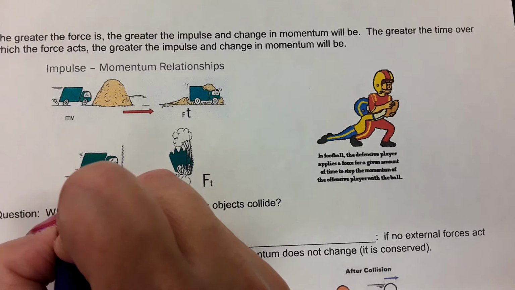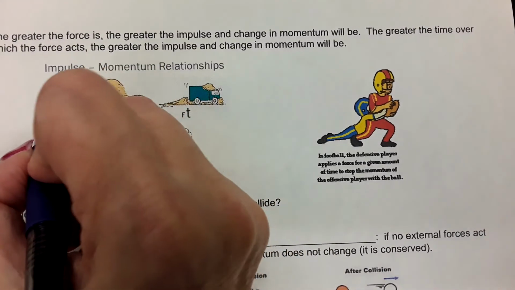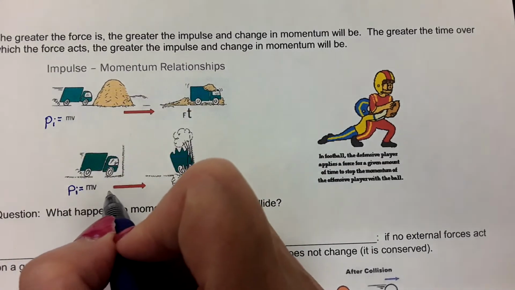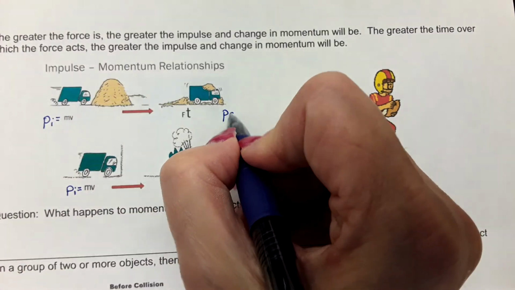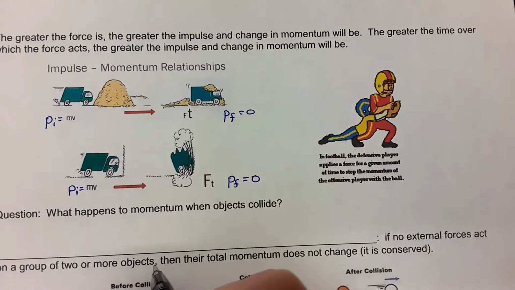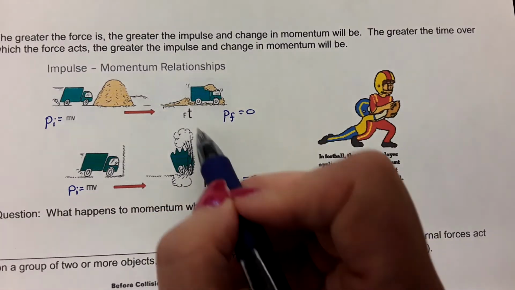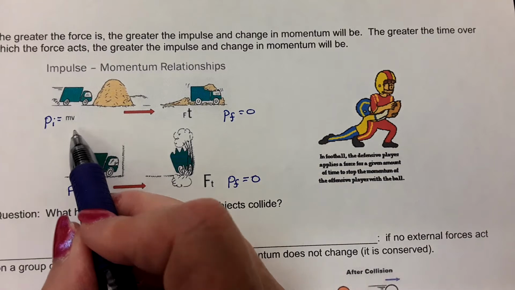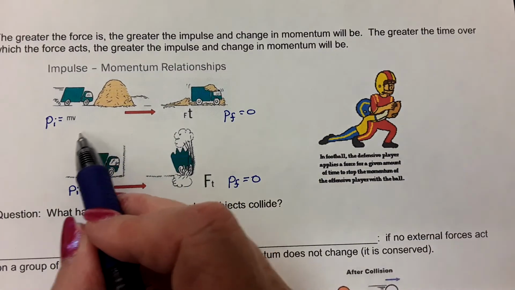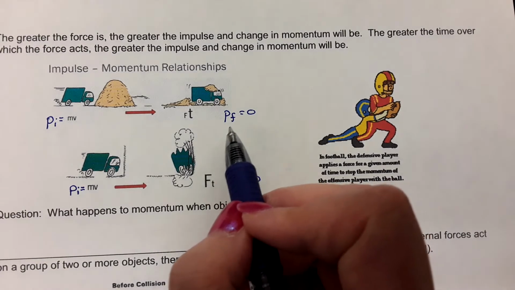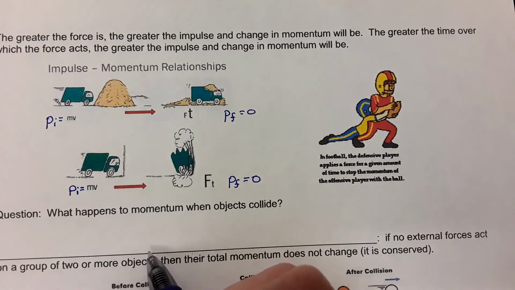Here, this is the initial momentum. Here's the initial momentum each time. It's the same momentum. And over here, the final momentum is 0 because the truck is stopped. It's lost all its momentum. So these two impulses are the same because they created the same change in momentum from mv to 0. Same change in momentum, so the impulses are the same.